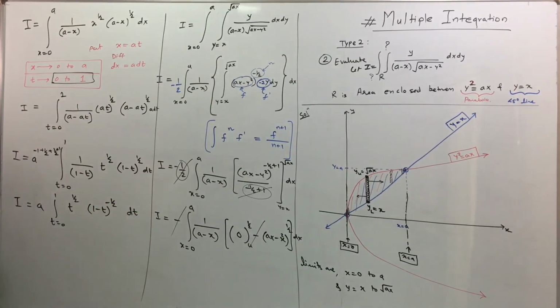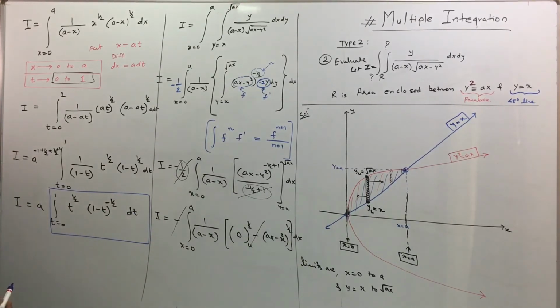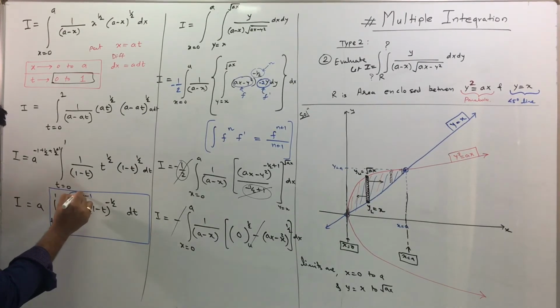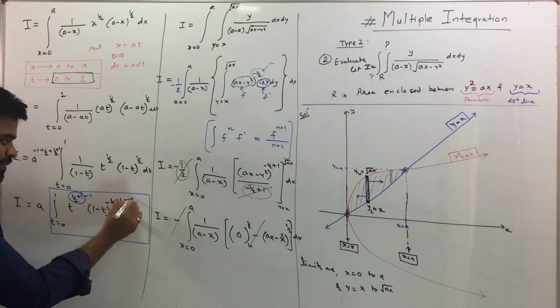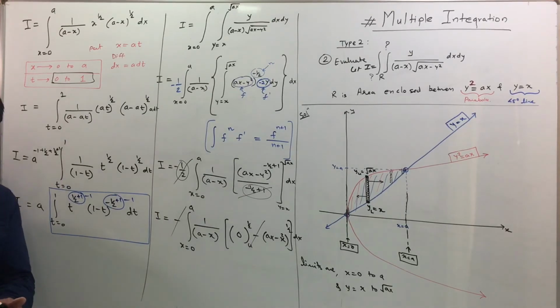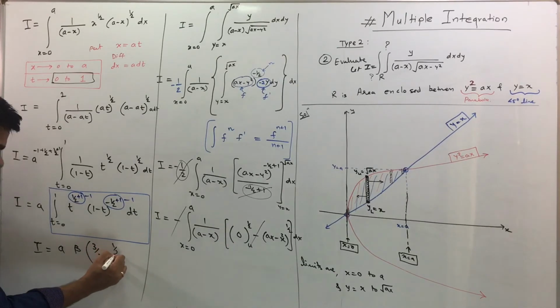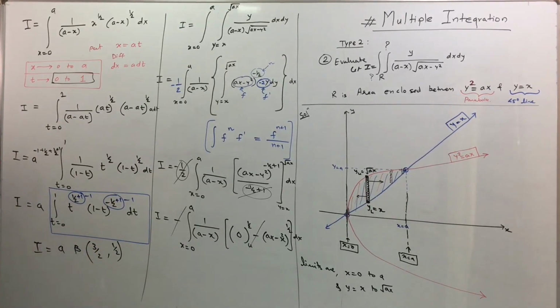Is that correct? Now, if you look at this, it is a good candidate for the beta function, right? You have limits going from 0 to 1. So simply add 1 and subtract 1, and do that here as well, add 1 and subtract 1. And now this blue highlighted integral is nothing but beta. So we write this as I is equal to a times beta of 3 by 2, comma 1 by 2. And if you solve this, you can easily find the answer of the integral I.